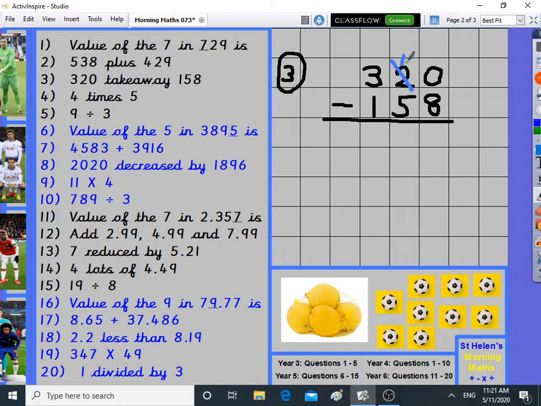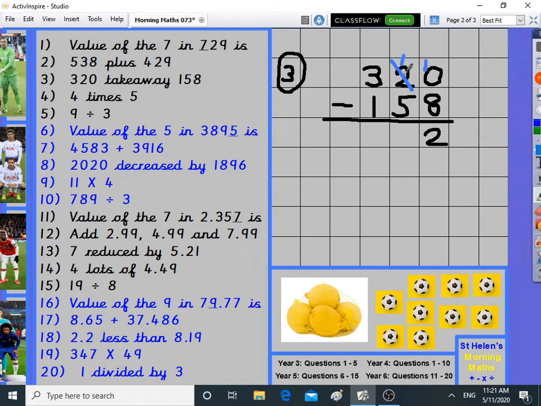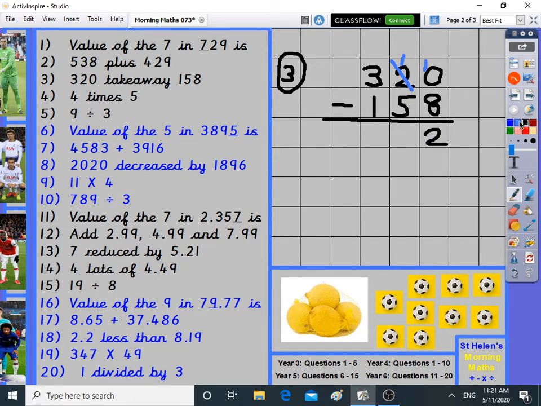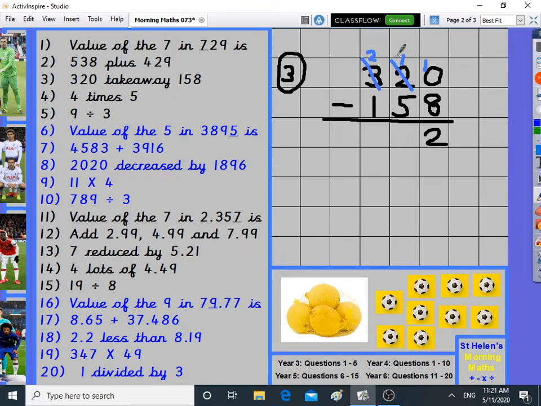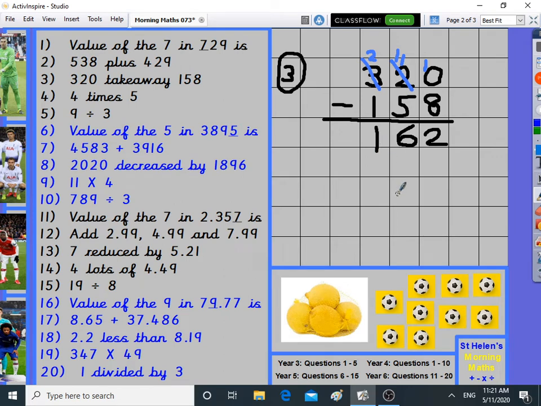2 goes down to a 1. We can borrow this 1 in the units column. 10 take away 8 is 2. Now we're stuck again because 1 take away 5 we can't do. 3 goes down to a 2. Borrowed a 1. 11 take away 5 is 6. 2 take away 1 is 1. 162. Minus makes things smaller. So 320, when we did the minus, it got smaller and it was 162.